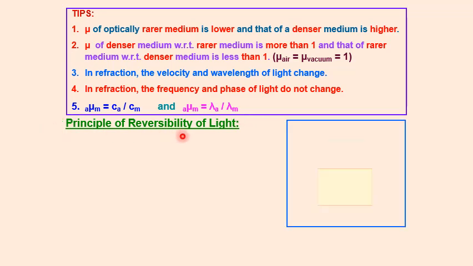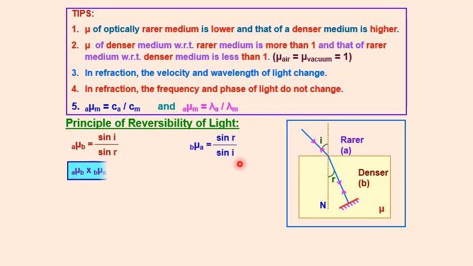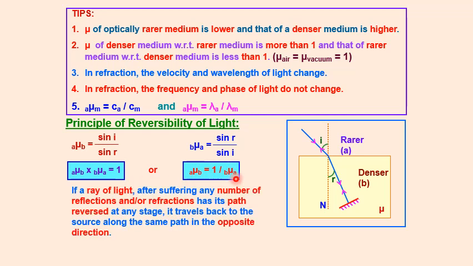Principle of reversibility of light. As we can see in this diagram, we have two media, rarer and denser, and we put a mirror in the denser medium. When the light ray goes from rarer to denser medium, it reflects from the mirror and traces the same path back. These are the angles, angle i and angle r. We can write aμb is equal to sin i upon sin r as per Snell's law, and bμa is equal to sin r upon sin i. If we multiply these two, we get aμb into bμa is equal to 1, or aμb is equal to 1 upon bμa.